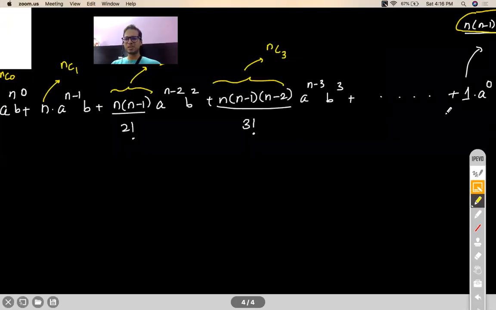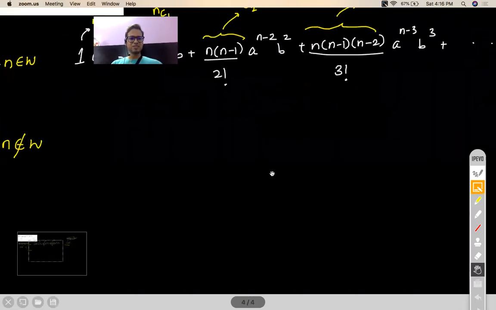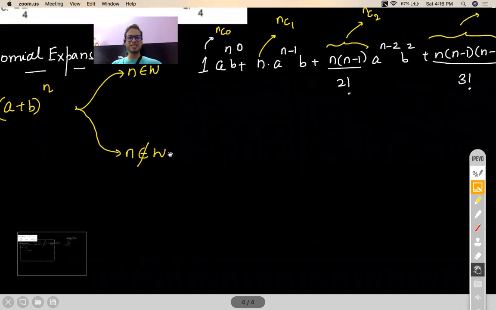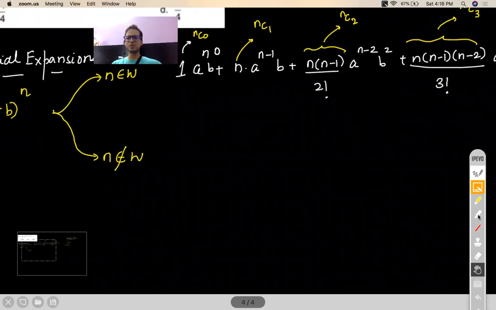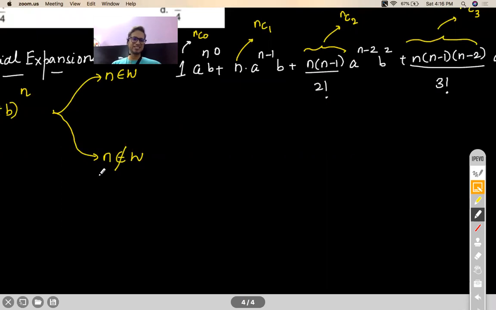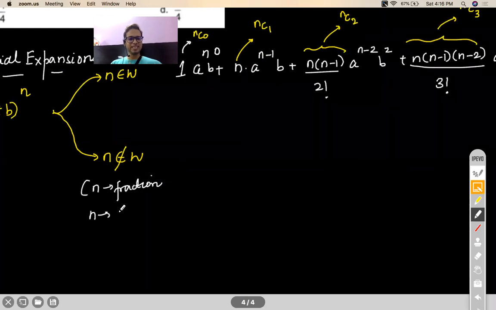So there will be a total of n plus 1 terms over here. I'll just write it down for your convenience. We'll talk more about it when we do the chapter binomial theorem. Meanwhile, let me talk about the expansion of the series when n is not a whole number. When n is not a whole number, it means it's a fraction. That means n could be a fraction, or n could be a negative integer.